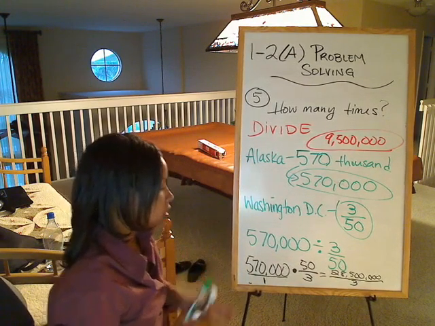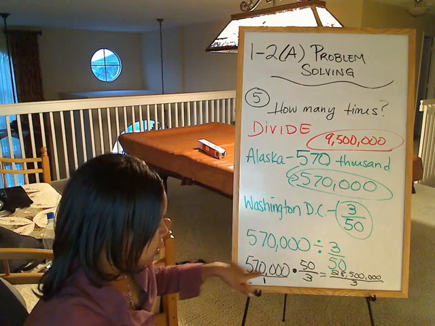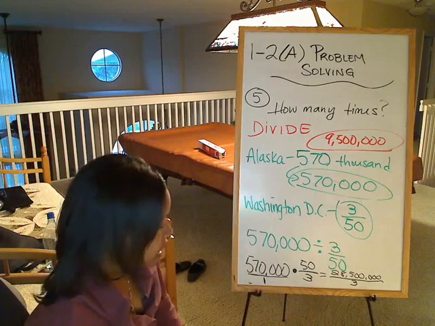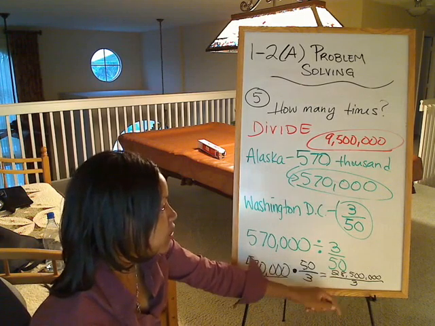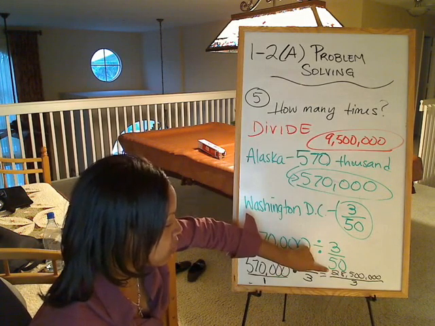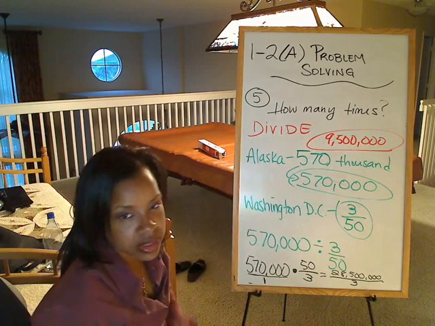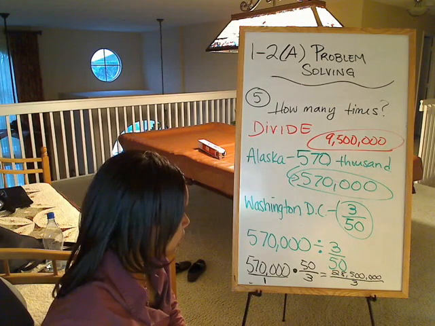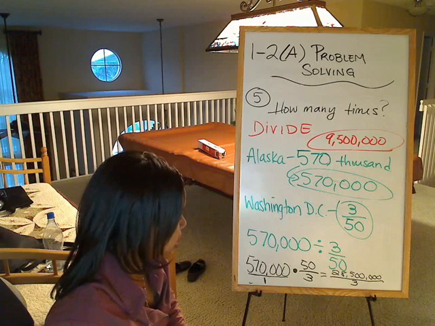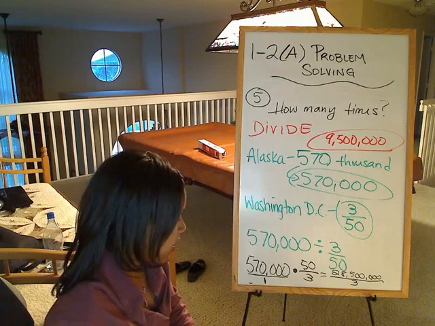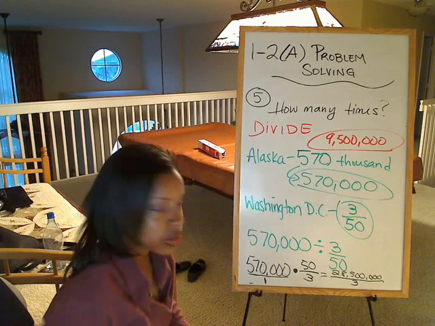Okay? So you do 570,000 times 50, and you get 28,500,000. 1 times 3 is 3. Then you divide 28,500,000 divided by 3, and you get 9,500,000. I'm trying to see if there's a shorter way to do that, but I think that's as short as it gets. So I think you're good with that.